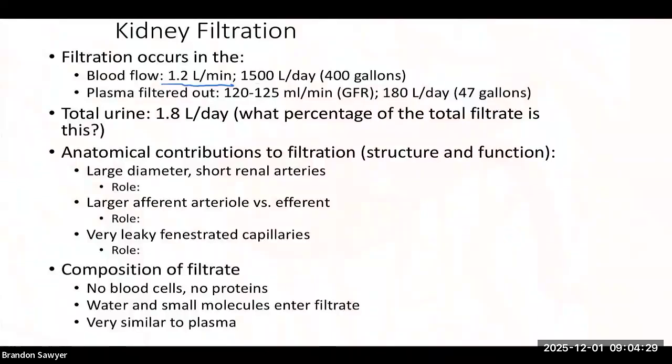So this is 1,500 liters of blood going to our kidneys per day, which is 400 gallons. This is a lot of fluid going through our kidneys. That's just blood flow to it. But of that blood flow, about 120 to 125 mils per minute is actually pulled out of the blood, right? That's the filtered part, which amounts to 180 liters per day, or 47 gallons of fluid pulled out of our blood per day. But we only urinate out about 1.8 liters. So what percent of the total filtrate is that? One, that's it, right? So 1% of the total filtrate is actually released from the body.